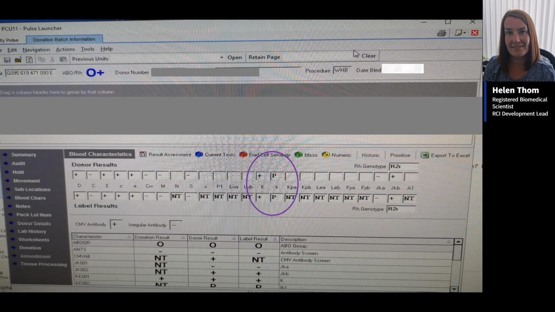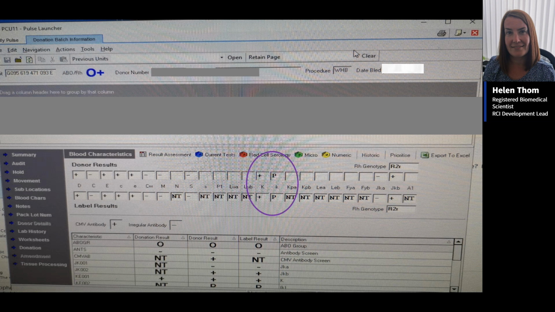Fortunately, what we have is a system called Pulse. When you donate blood, that donation is entered into our system and followed at every step of the way. This is, you know, when we're going on about audit trails and things like that, the donation history from the start to the very end. And what we can do is look on our computer system.